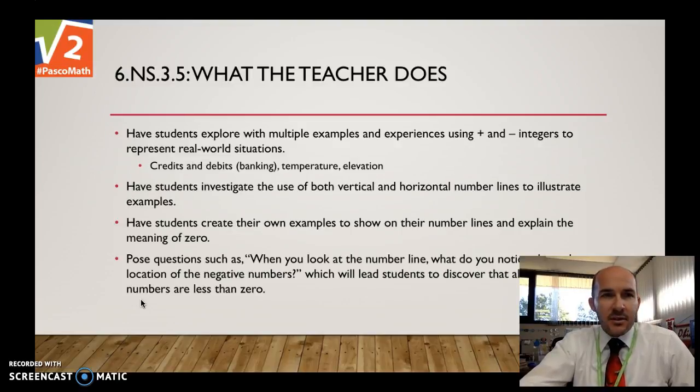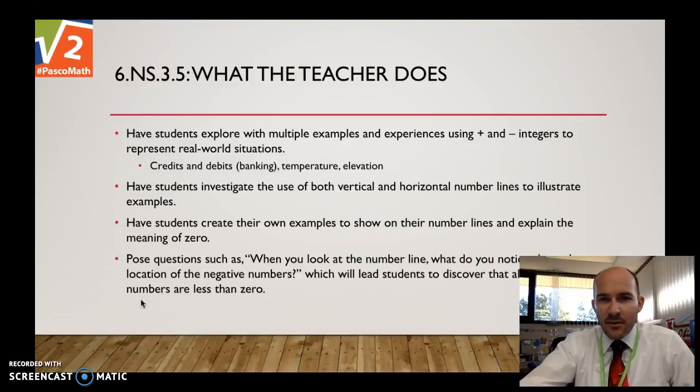So some things you can do as a teacher. Have students explore with multiple examples and experiences using positive and negative integers to represent situations. And so again, context really matters here, and we want the context to allow the students to make sense of the mathematics. So credits and debits for banking, maybe that's not real world to them, so we can use temperature, elevation, anything that really gets at the positive and negative in context. Have students investigate the use of both vertical and horizontal number lines to illustrate examples. So again, if we have temperature and elevation, that's a natural application of a maybe vertical number line.